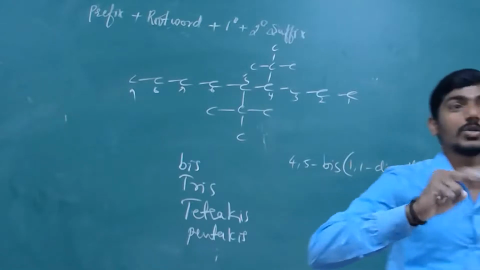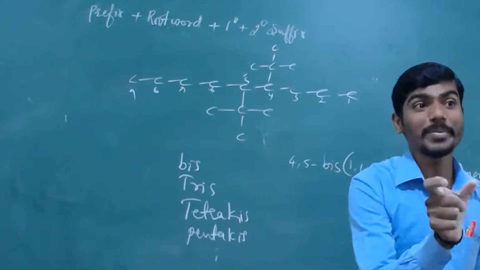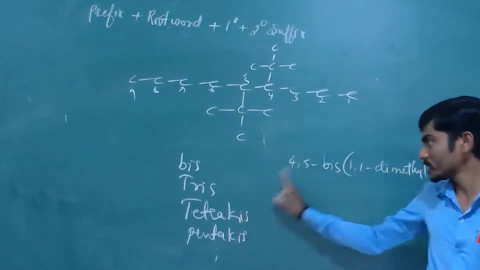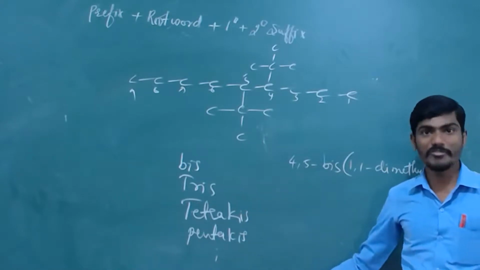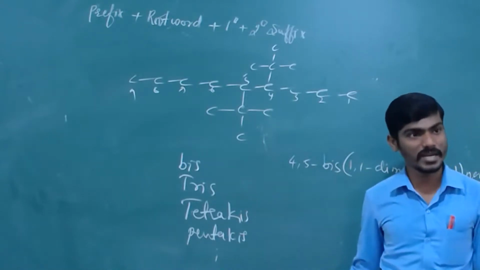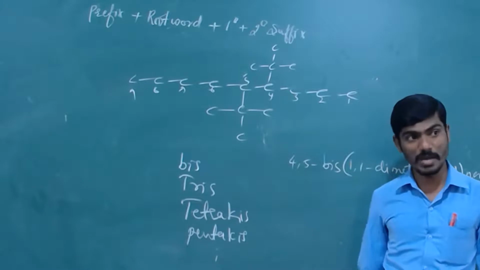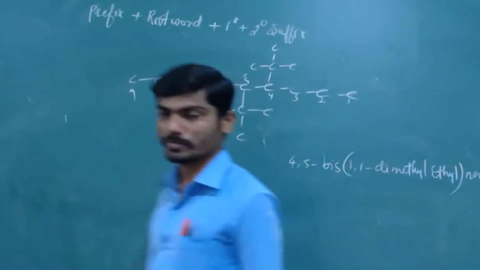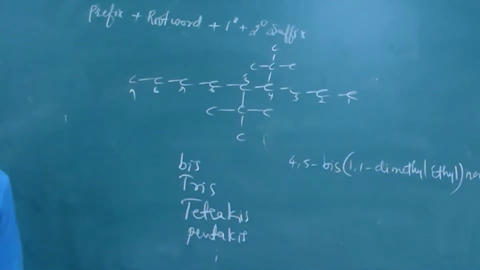If more than two substituent groups are complex, bis, tris, etc. are used. If it is normal, then di, tri, tetra, penta, etc. If it is complex, bis, tris, etc. are used. This is one more point you can note. This is in the case of branched alkanes.